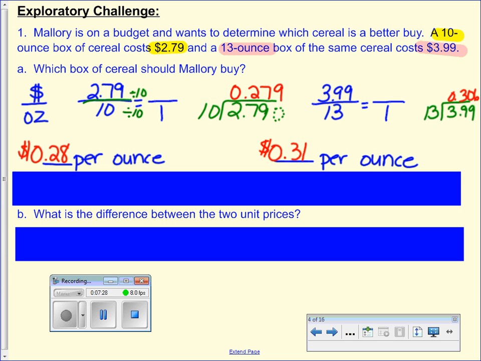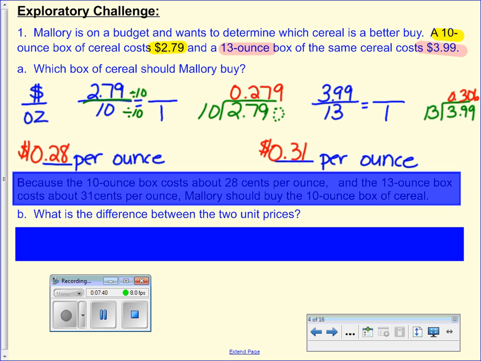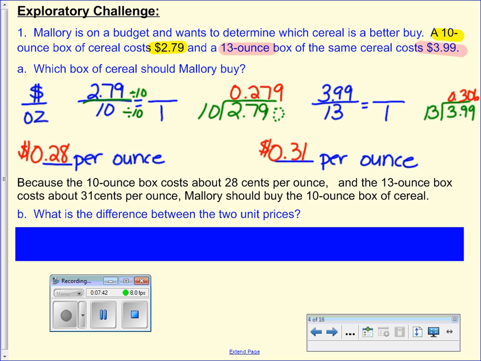So which is the better deal? Would you rather pay 28 cents per ounce, or would you rather pay 31 cents per ounce? 28. Absolutely. So the 10-ounce box costs less, about 28 cents per ounce, and the 13-ounce box costs about 31 cents per ounce. So Mallory should buy the 10-ounce box of cereal.